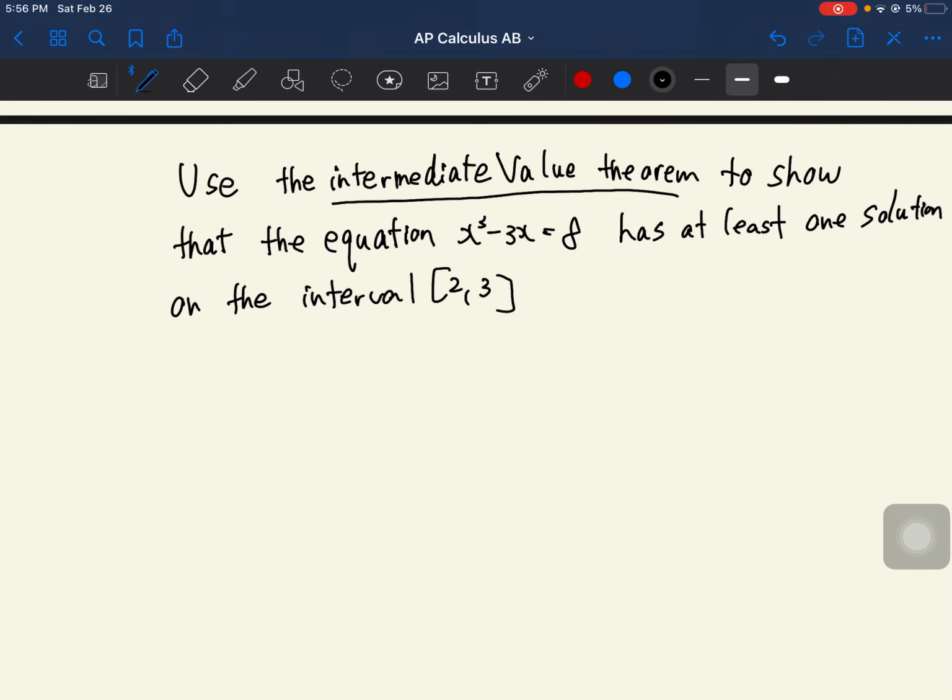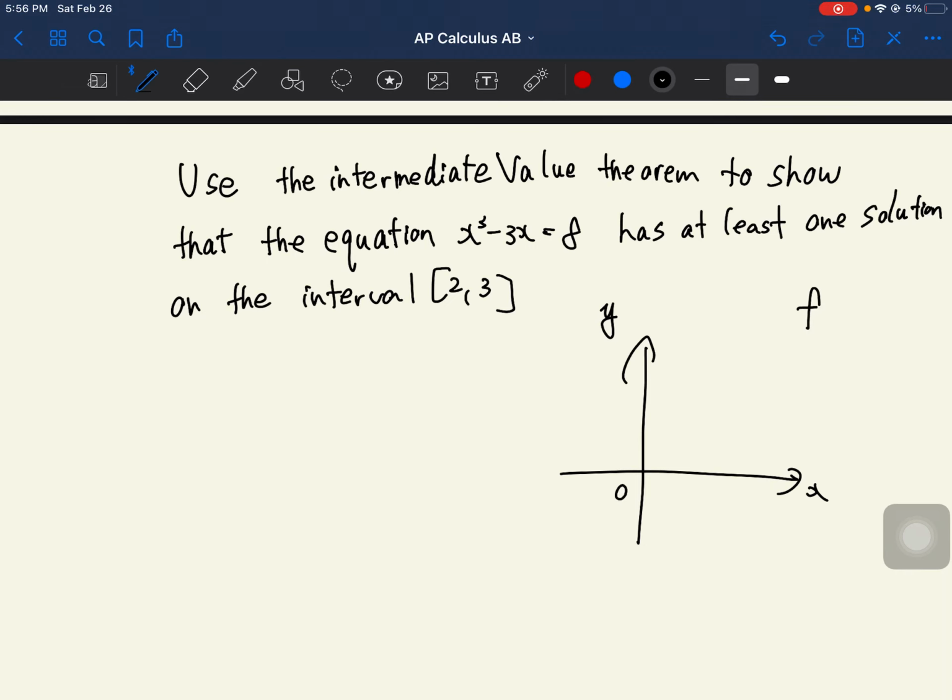You know what the intermediate value theorem is? Let me explain about it. Let me just draw a graph here. And let's say you have the graph y equals f of x. And let's say if f of 2 is negative 2, you can find the point here. And if f of 3 is 2, it will have the point somewhere here.